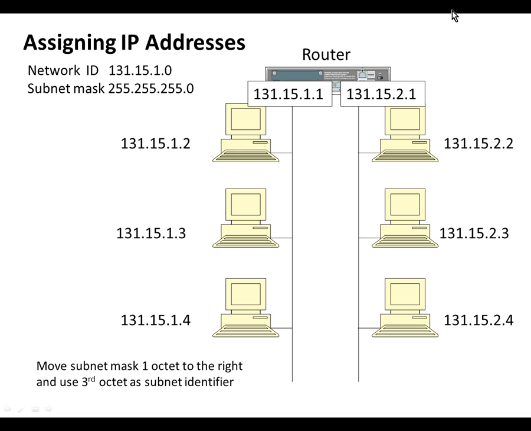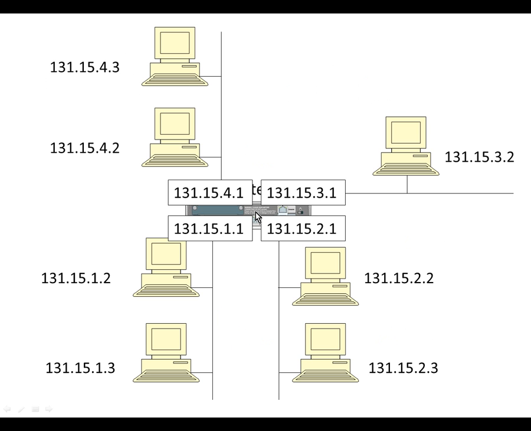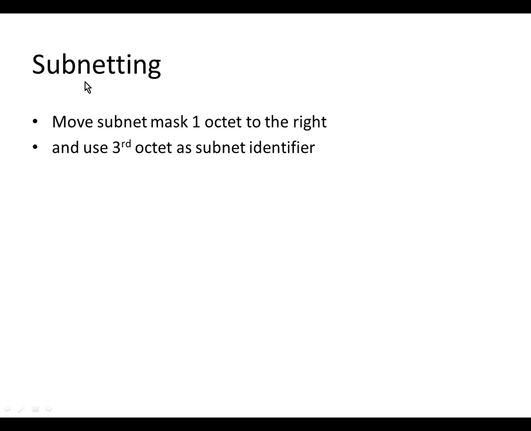So now let me show two more segments. Let me just pull this router down, and now we can see that 4 different segments are coming off the router. Now they all start out with 131.15, and then the workstations are .2, .3, .4. But what's different on these segments is that the third octet is used to differentiate between subnets. So in subnetting, we move the subnet mask one octet. We move it 8 bits to the right, and we use the third octet as subnet identifier.